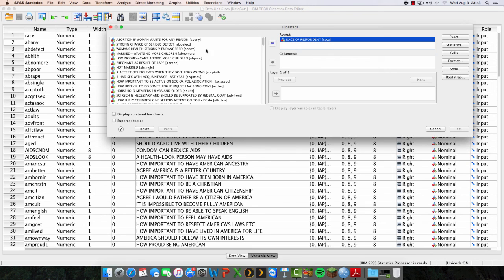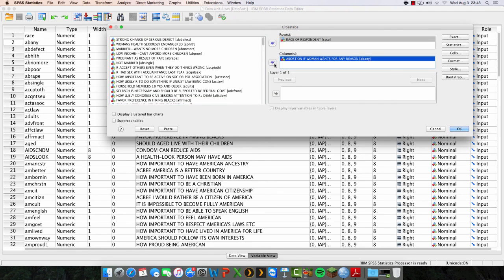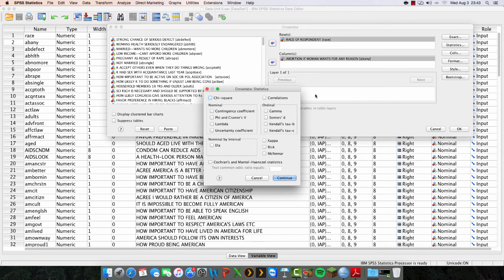Now, in the column variable, I'm going to find abortion if the woman wants it for any reason. Put that in the column. Now I need to click on a couple of these tabs over here. The first one is statistics, and I want to pick chi-square. Chi-square is our test statistic in this case. It, by the way, has the same alpha level, the same required p-value as all of our tests have in the past, and that's 0.05. So we're looking for a result that is 0.05 or lower for statistical significance.